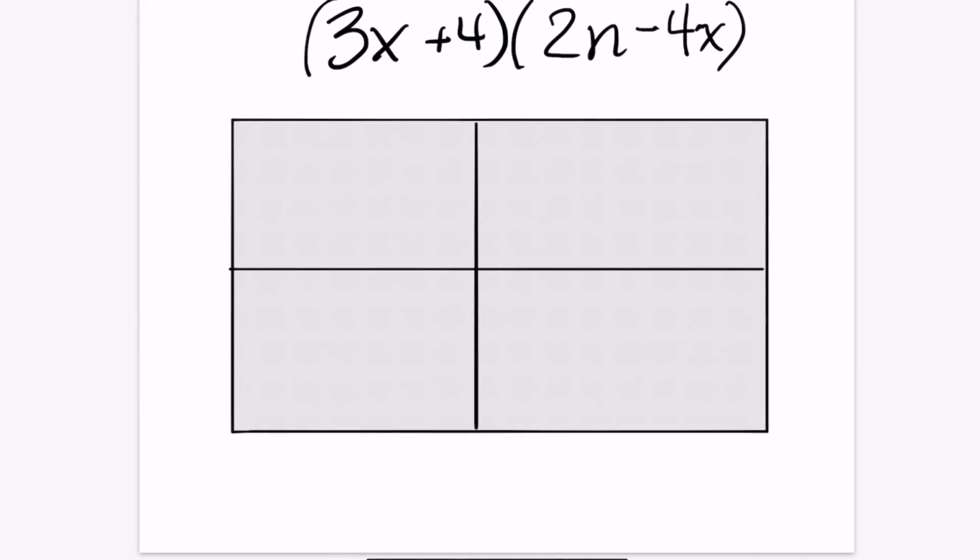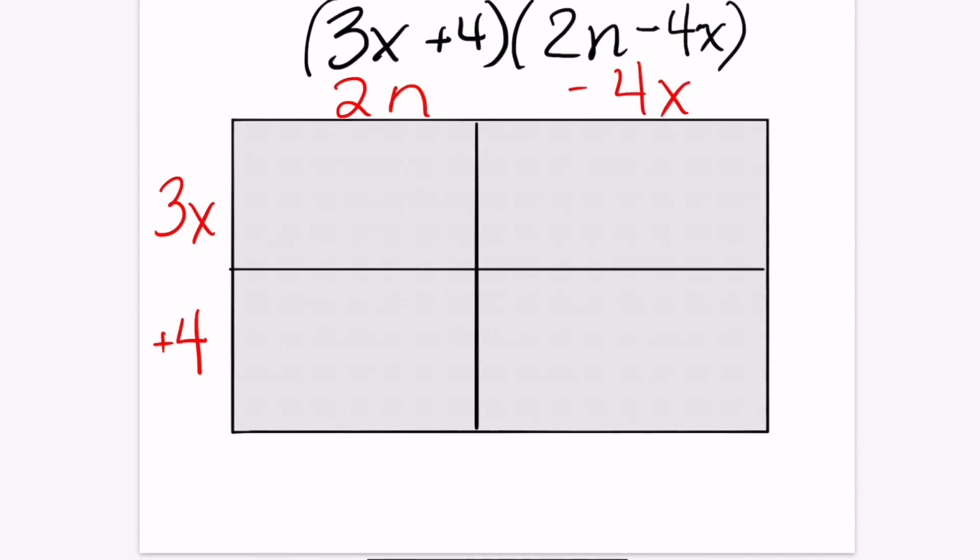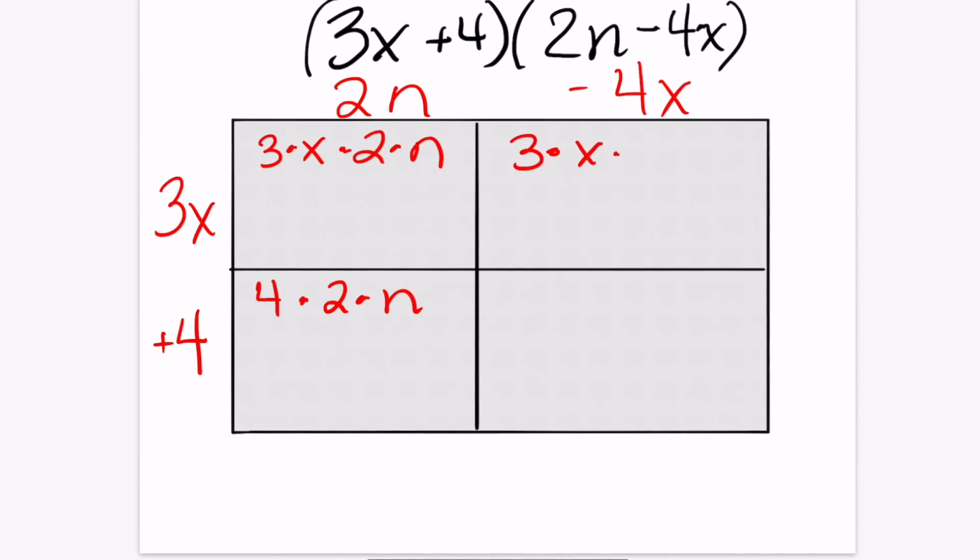All right, so let's go up in our complexity just one more time just to make sure we really have this. And now I have multiple terms in this polynomial. So I have a 3x plus 4, a 2n, and a negative 4x. So again, you'll probably notice this is becoming second nature now. 3 times x times 2 times n, 4 times 2 times n, 3 times x times negative 4 times x.